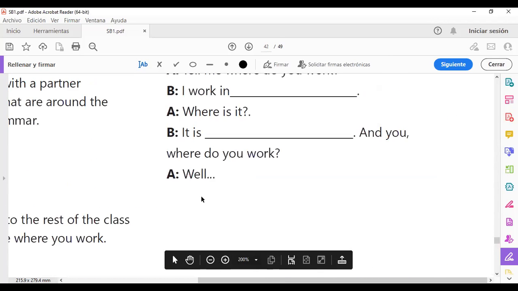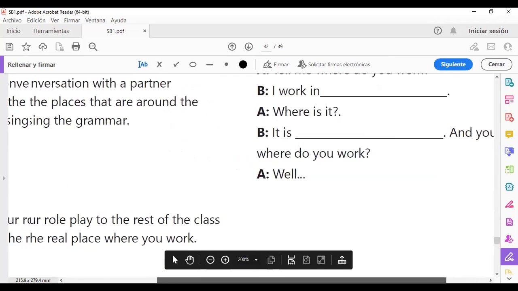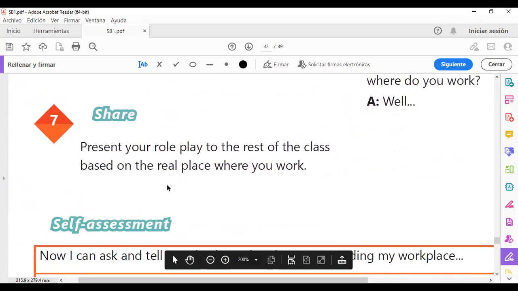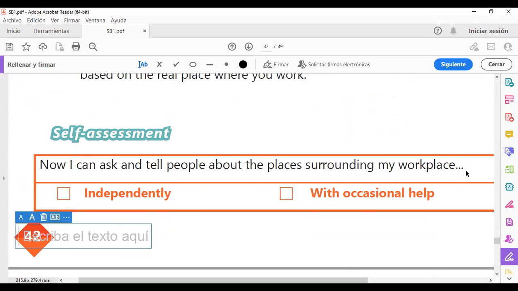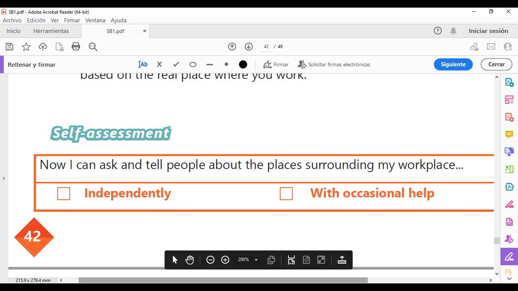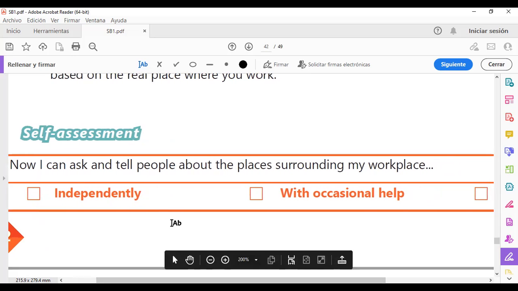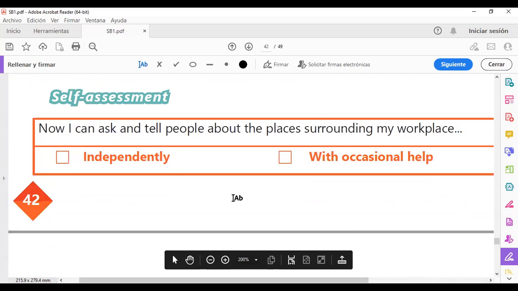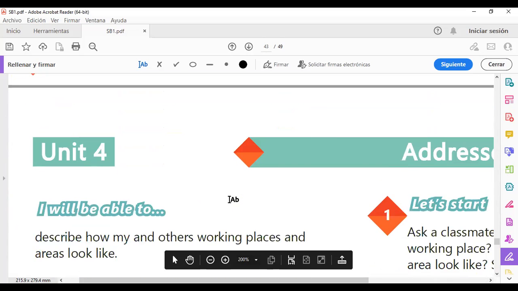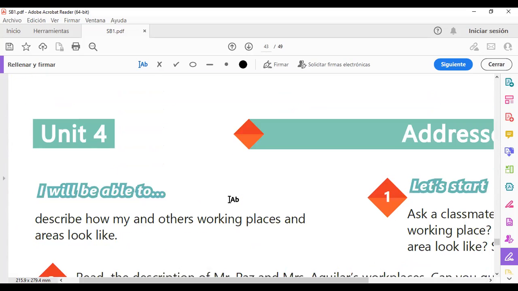As you can see in here, we are asked to self-assess our work again. Now I can ask and tell people about the places surrounding my workplace. It all depends on the way you see it, right? If you do it independently, if you do it with occasional help, or if you do it on your own. It all depends on you. So do me the favor to self-assess your job.